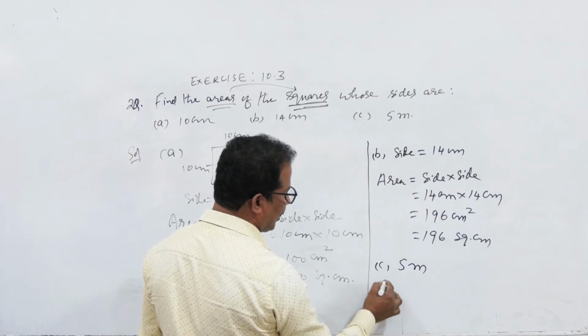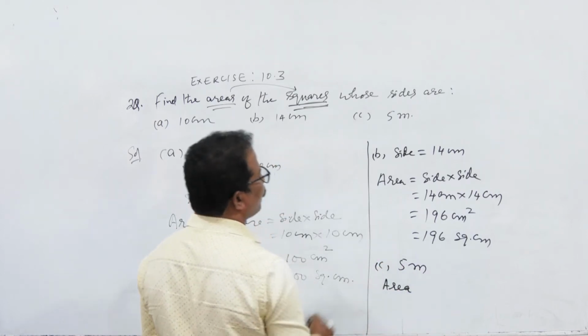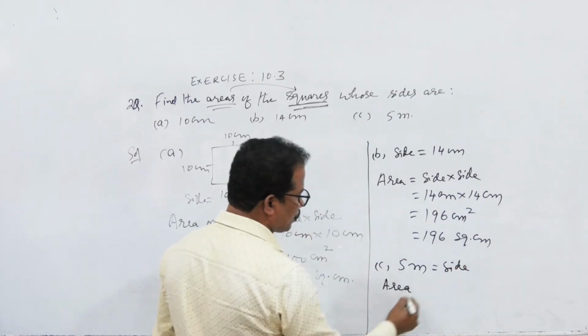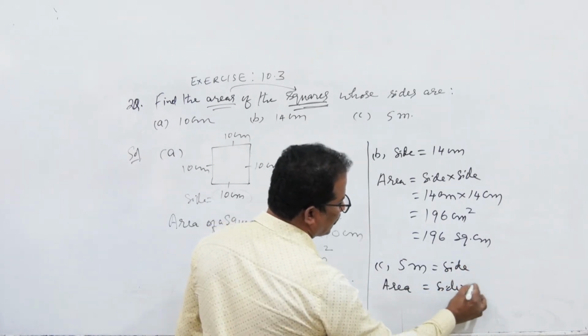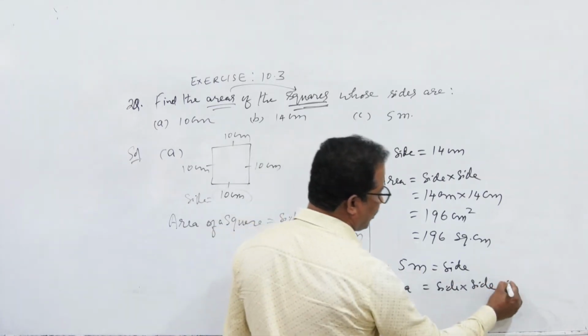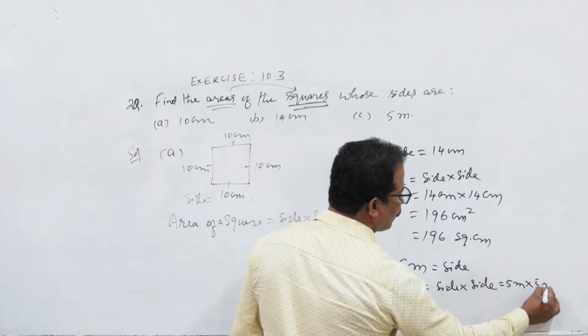And for the C question, that is 5 meter. So we need to find the what? Area. The side is given here, 5 meter. So this is the side, 5 meter. So area is equal to the formula, area of a square, that is side into side. That is equal to, what is the side here? 5 meter into 5 meter.